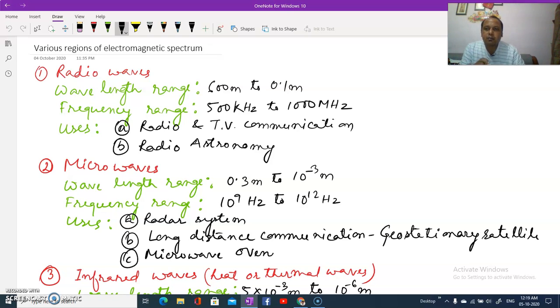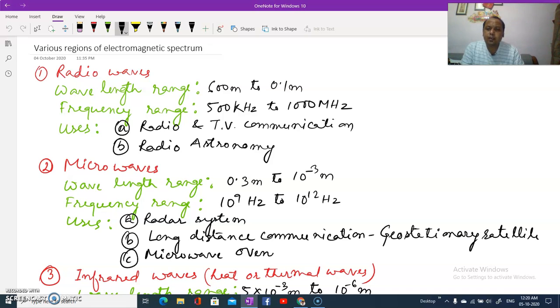Next is microwave. In microwave, the wavelength range decreases as compared to radio wave, but the frequency increases. The microwave has a wavelength range from 0.3 meter to 10 raised to the power minus 3 meter, and frequency range is 10 raised to the power 9 hertz to 10 raised to the power 12 hertz.